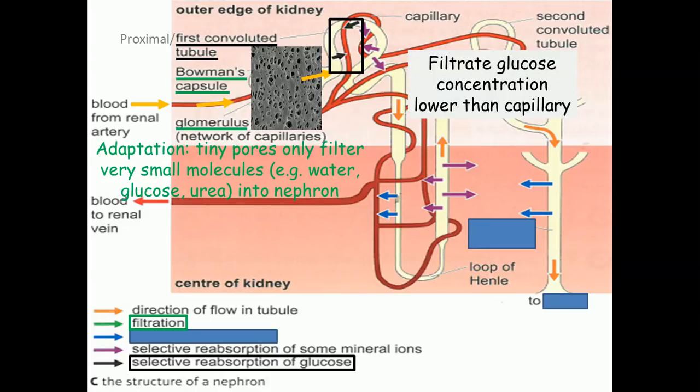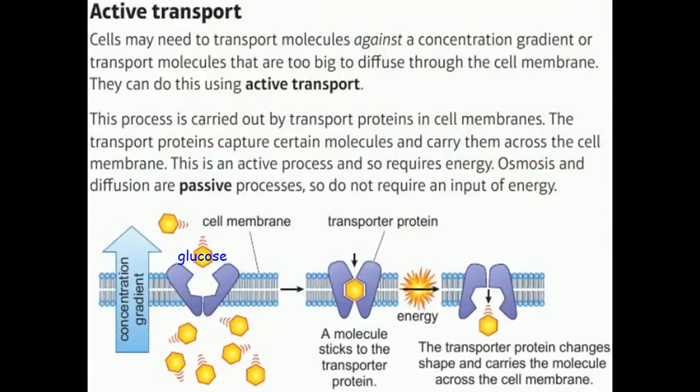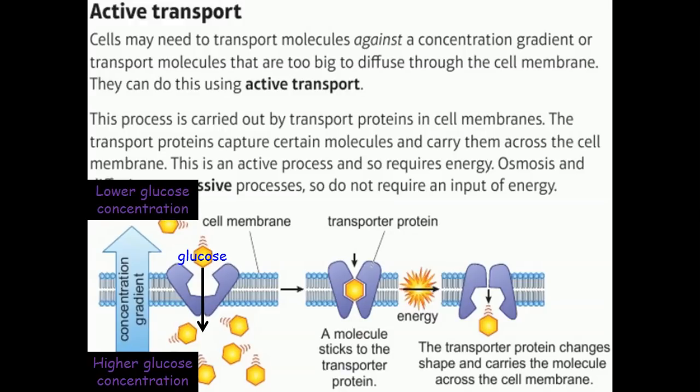The problem is the filtrate glucose concentration, in other words, the glucose concentration in the first convoluted tubule, is lower than the glucose concentration in the capillary. So if you want to selectively reabsorb, you're trying to remove glucose from the filtrate from a lower concentration to a higher concentration. So if you want to move glucose from a lower glucose concentration to a high glucose concentration, which is against the glucose concentration gradient, it's going to require energy.